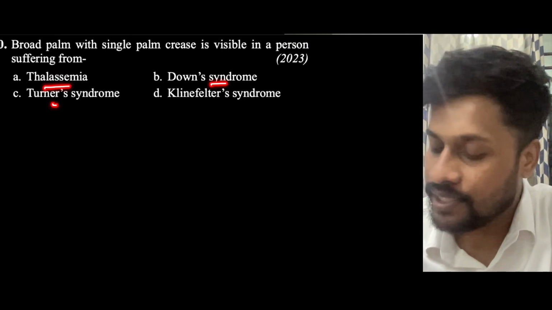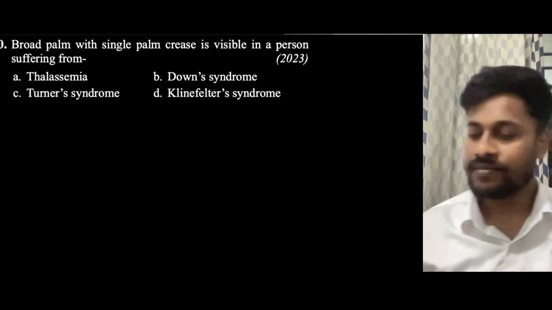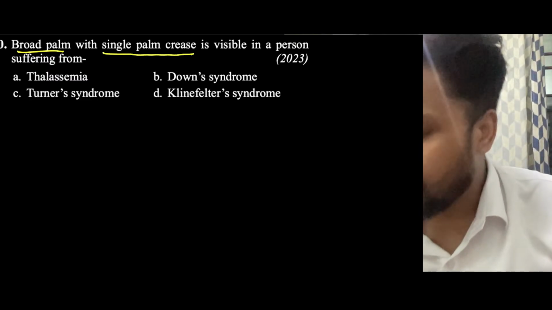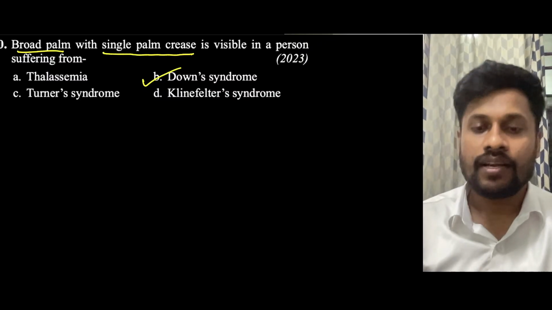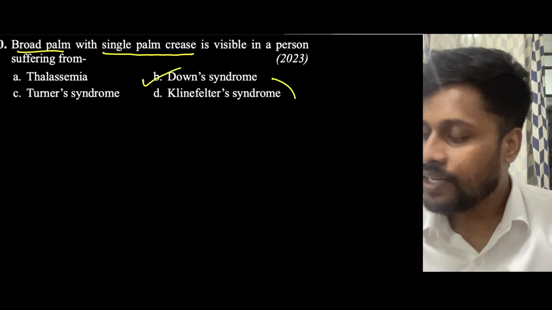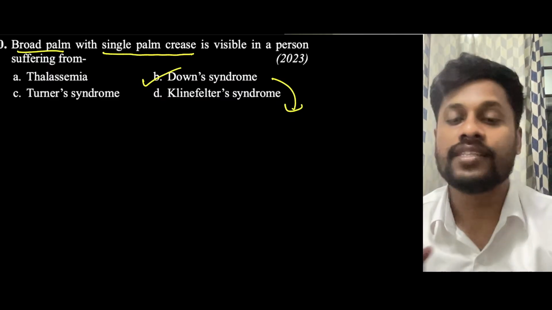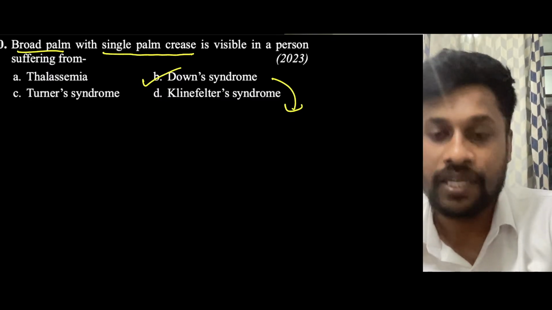Now, broad palm with a single palm crease is visible in a person suffering from thalassemia, Down syndrome, Turner syndrome, or Klinefelter syndrome. What will be the answer here? Broad palm with a single palm crease. Guys, this is nothing but Down syndrome. Now, what is another character? You need to know the characters of each disease, especially Down syndrome. You need to know all the symptoms.